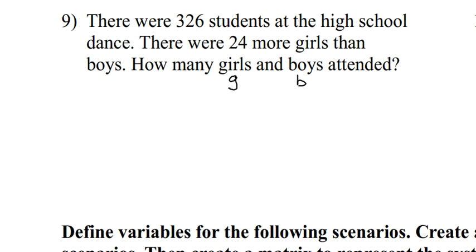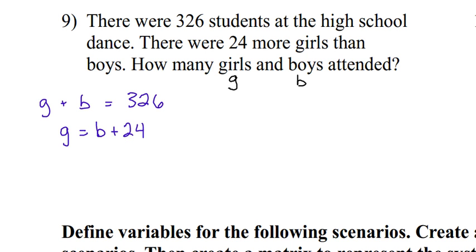It says there were 326 students at the dance, and we're saying that they're either girls or boys. So girls plus boys needs to equal 326. It's an even number. That means everybody has a dance partner. There were 24 more girls than boys, so girls should be a bigger number than boys. Girls equals however many boys there were plus 24.